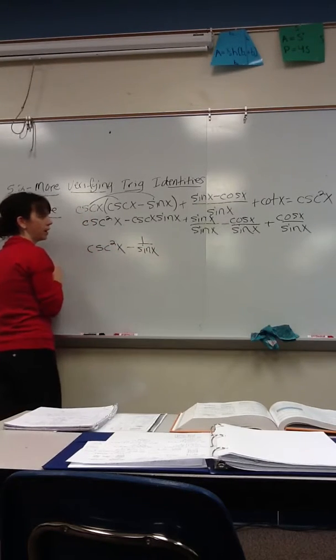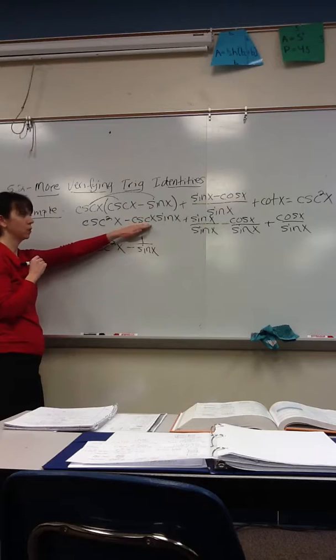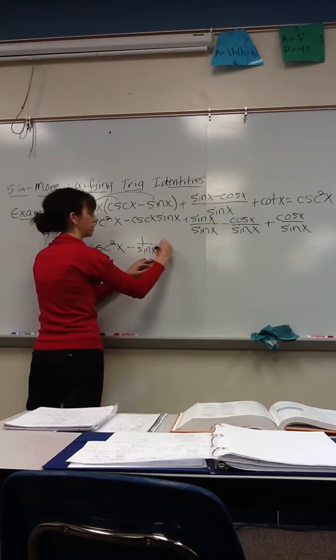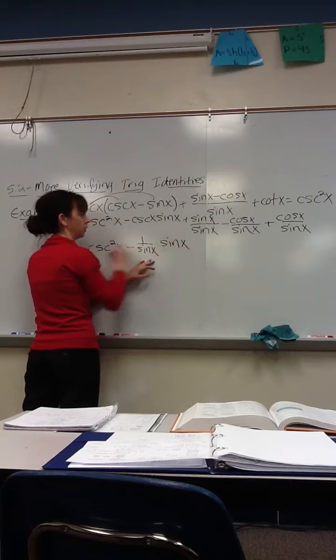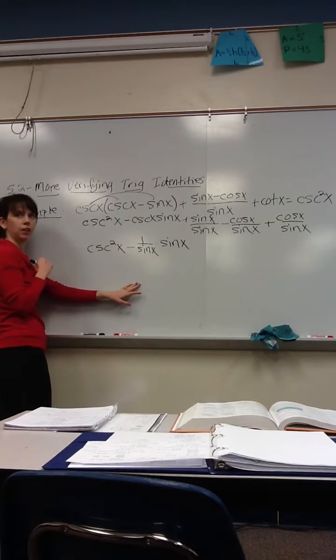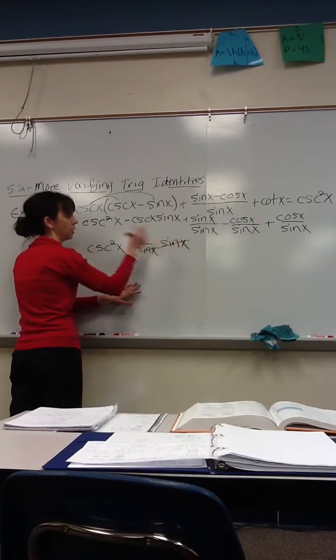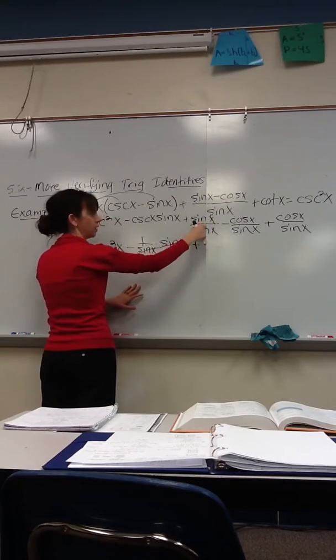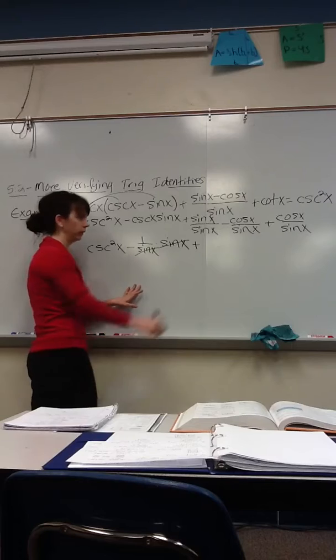1 over the sine of x. Cosecant is 1 over the sine of x, times the sine of x. What just happened? They're going to cancel out. Sines are going to cancel out. So we'll clean that up in just a minute. Plus, what is the sine of x over the sine of x? 1.